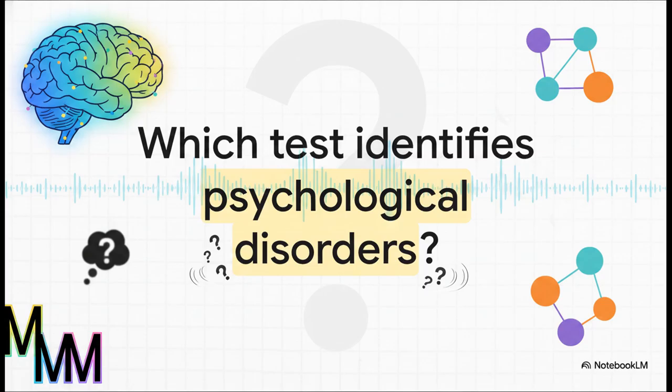Which personality test is mainly used specifically to identify psychological disorders? A, MBTI, B, NEO-PI, C, MMPI, or D, TAT. The clinical diagnostic tool we just examined is, for sure, C, the MMPI.